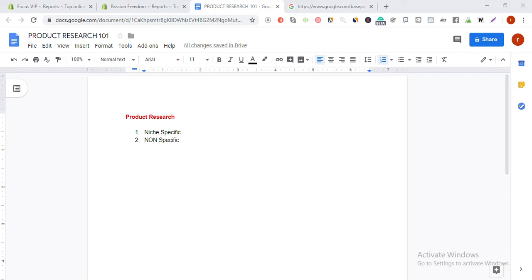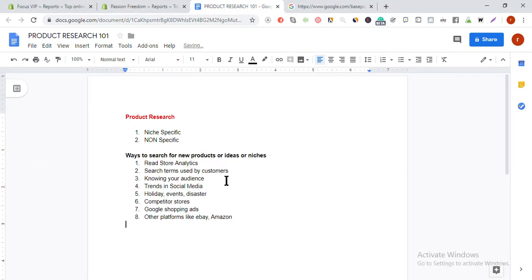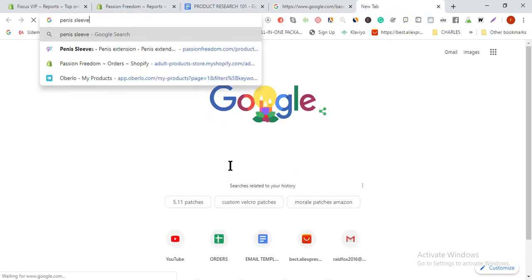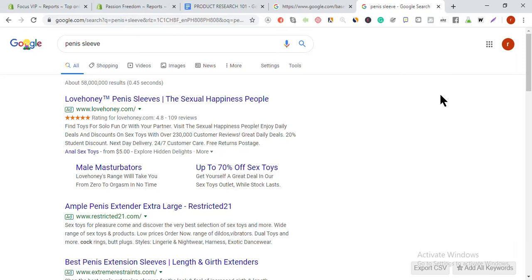So there are a couple of ways to search for new products or ideas or niches, like I mentioned earlier. The first one that we did is reading store analytics. Let's say, for example, you're working for a niche specific store, right? So your customers are using these keywords in your store. So how can you use this for product research? Simple. Just get this keyword, for example, and let's go to Google, right? Search for it.